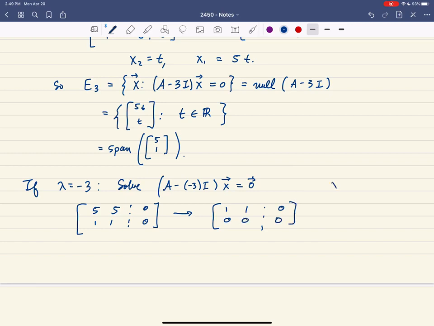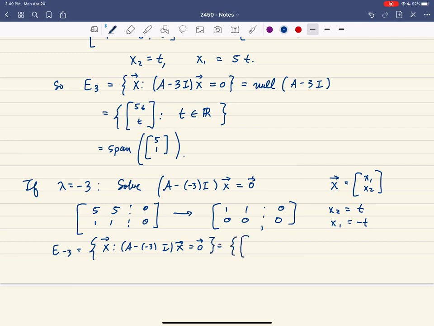And then, again, let's let x be the vector x1, x2. And let's let x2 be t. x1 is then negative t. And so E negative 3 is going to turn out to be, you remember this is the set of all the vectors x where A minus negative 3I times x is equal to 0. And that's going to be all of the vectors of the form negative t, comma t, where t is in R. So this is going to be the span of the vector negative 1, 1.